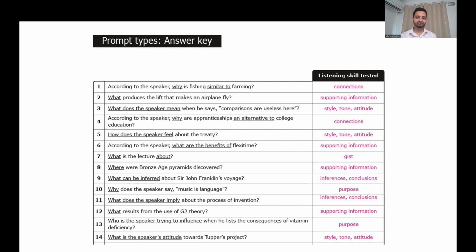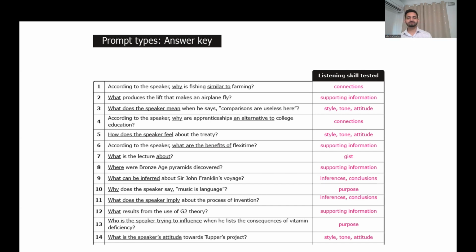Why does the speaker say music is language? We look at the purpose of the speaker. What does the speaker imply about the process of invention? Conclusion, we're looking for a conclusion. What does the speaker imply? The inference as well, the implication as well.